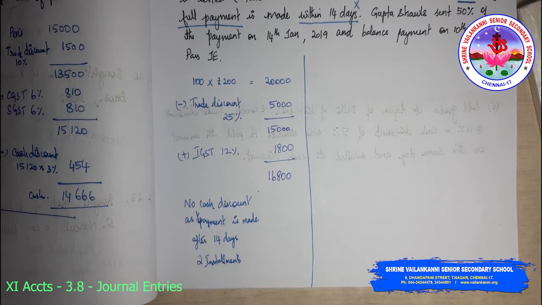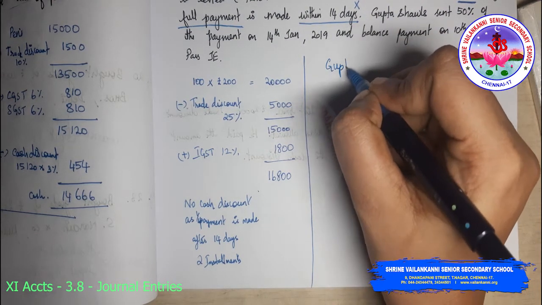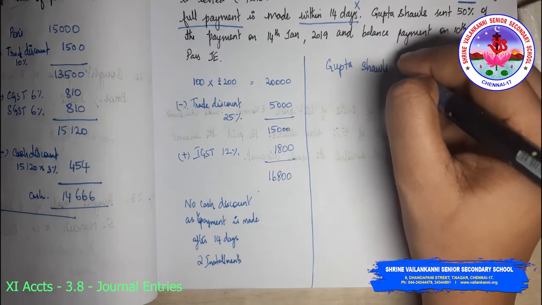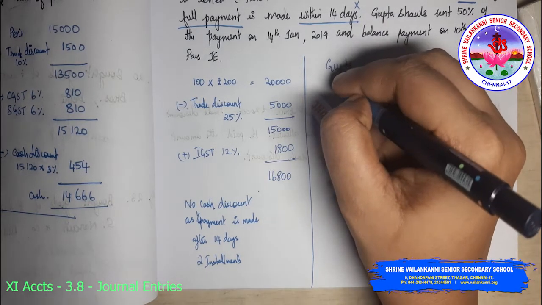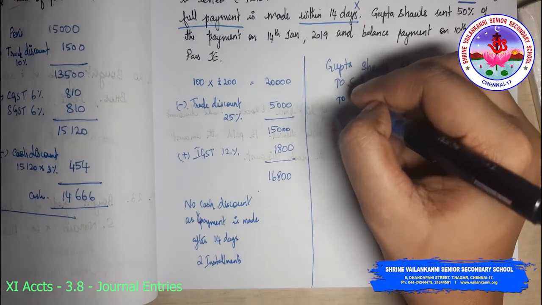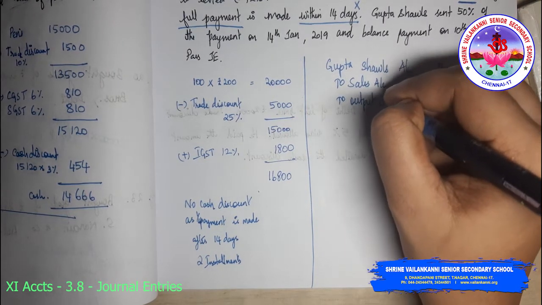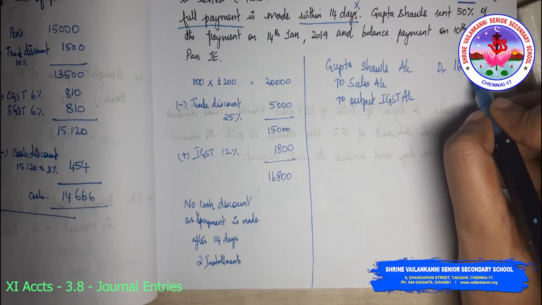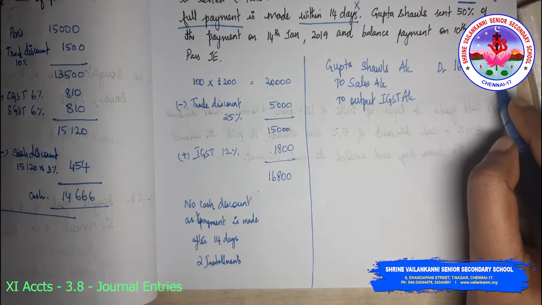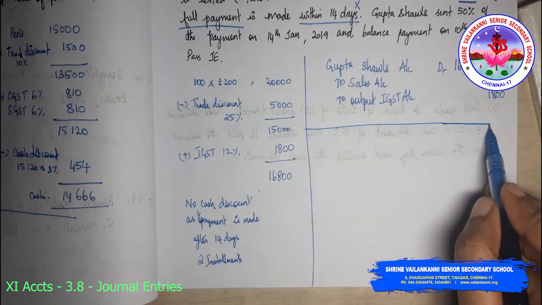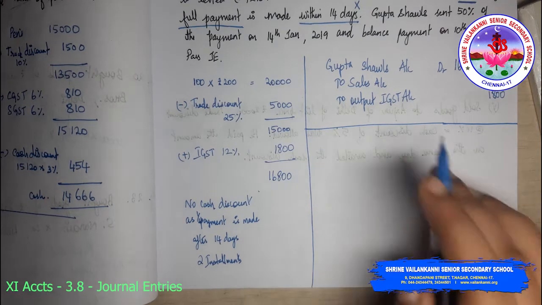Next, journal entry is asked. Now how to solve this journal entry? First we need to record the sales. So you have Gupta. Gupta is a debtor. So Gupta Shawls account debit to sales account, to output IGST. To output IGST. So totally 16,800. Sales value is 15,000. 1,800 is to output IGST. Okay, so this sale is over.